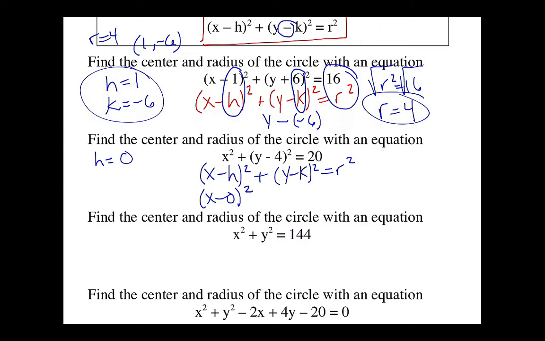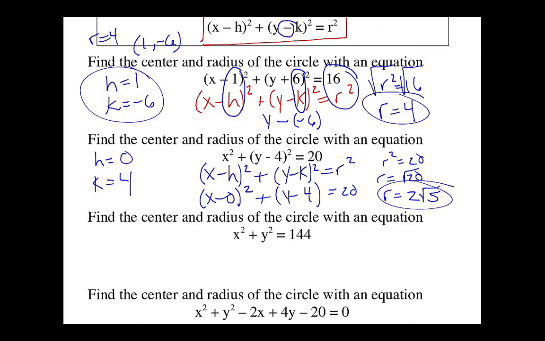And then you can clearly see that you are subtracting 4 from the y, so your k value, or the y coordinate of your center, is 4. And then the 20 lines up with the r squared, so if r squared is 20, that means the radius is the square root of 20, which simplifies to 2 root 5. So there's my radius. And then my center is always h comma k. So the center of this circle is at 0 comma 4.